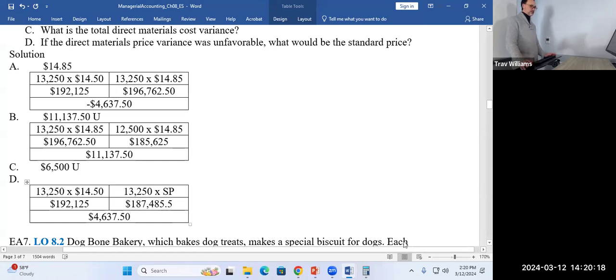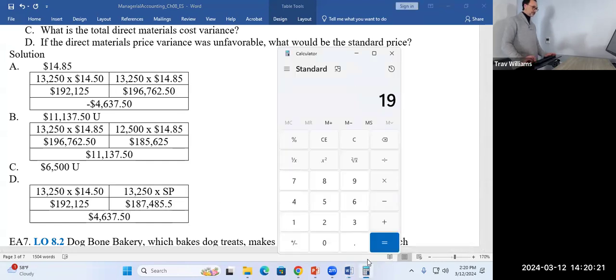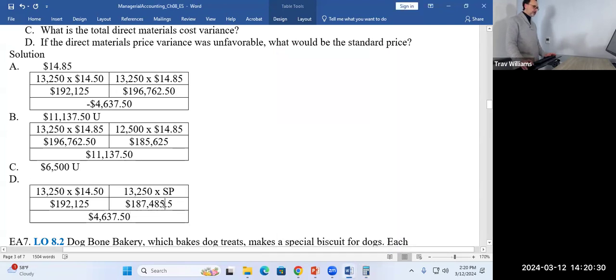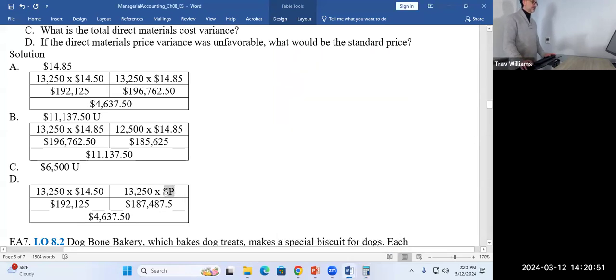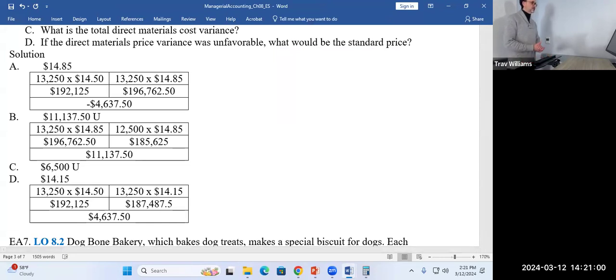This time we had to switch it around. Then what would we do next? Divide. Exactly. So we're going to take that result. Is that what you got, Alexandra? 187,487.50? Yeah. Okay. Yeah, we're going to divide that by the 13,250 actual quantity. And that will give us our new standard price, $14.15. So that is our answer for D, $14.15.